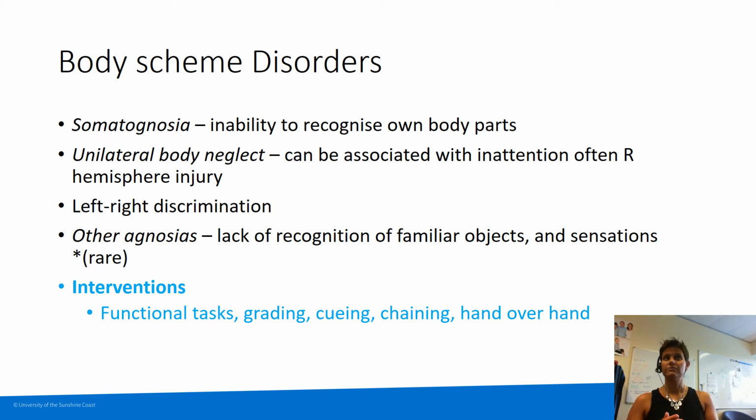What interventions do we use for countering these disorders? They are the same as a lot of the interventions we're going to mention on the other slides. Using functional tasks, getting back to doing things everyone does every day, and that to me is the base of all occupational therapy. We have to grade in terms of getting people to integrate their body parts into their body. We might use cueing, we might use chaining in terms of successful completion of tasks, and quite often there might be hand over hand, because if they aren't aware of their own body parts, you sometimes actually have to physically guide them so that they can integrate those parts into whatever they're doing every day.